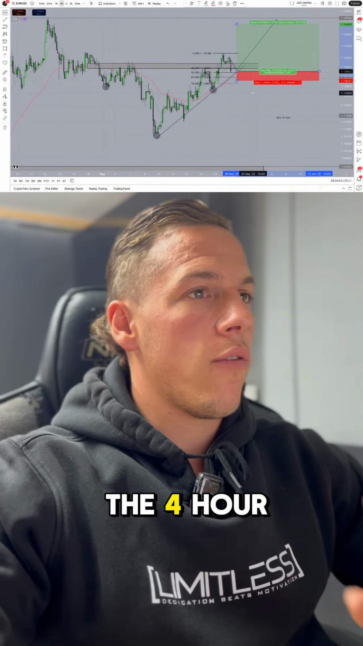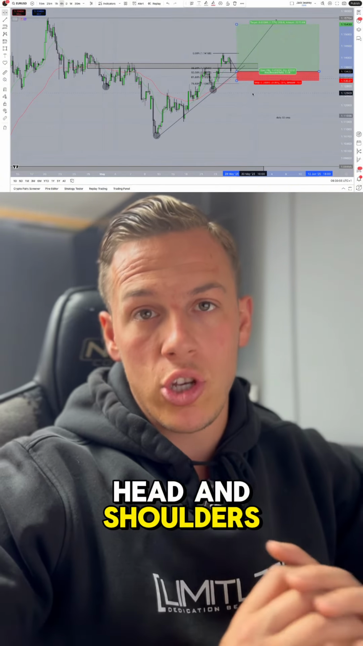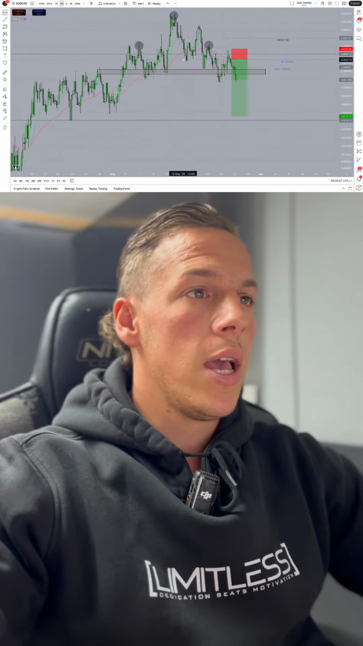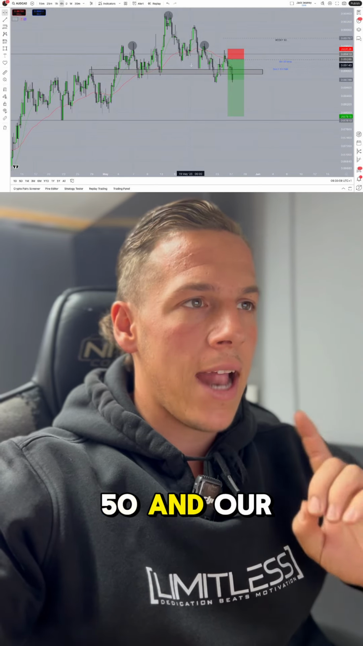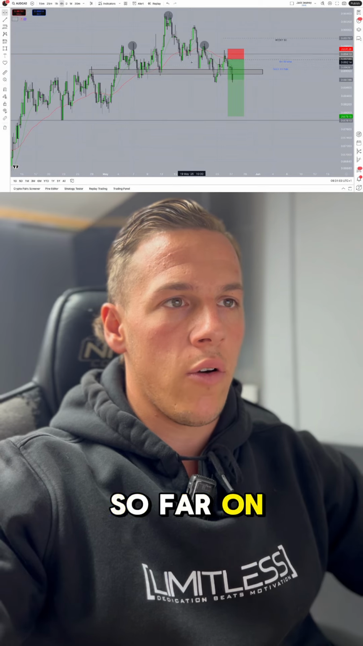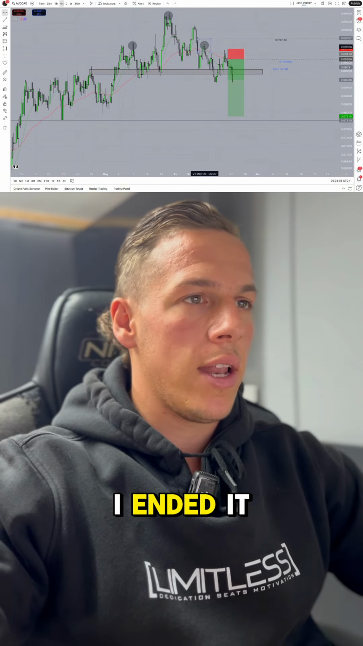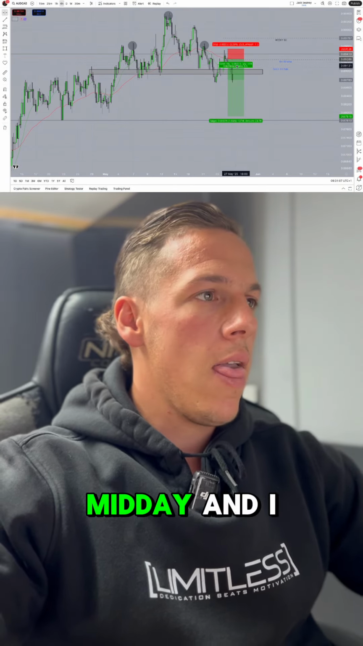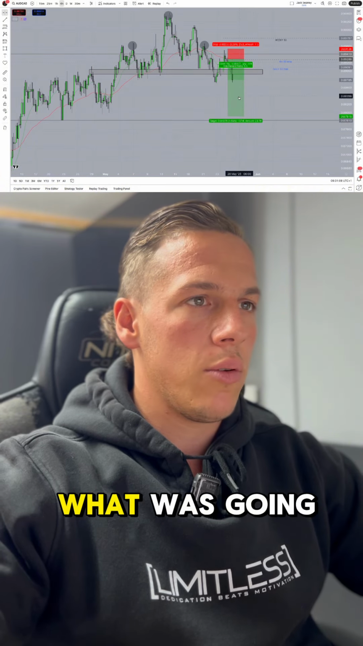AUD CAD on the 4-hour time frame, we've got a head and shoulders, not an inverted head and shoulders, rejecting the weekly 50 and our weekly zone, and I've now managed to grab a 2% trade so far on that. We have this trade running, I ended it yesterday midday, and I'll drop to the 1-hour time frame so you can see what was going on.